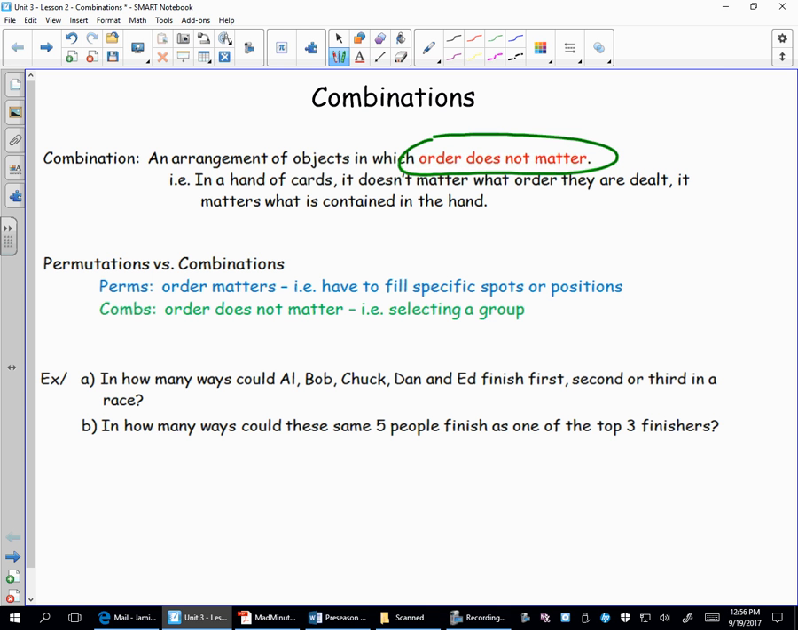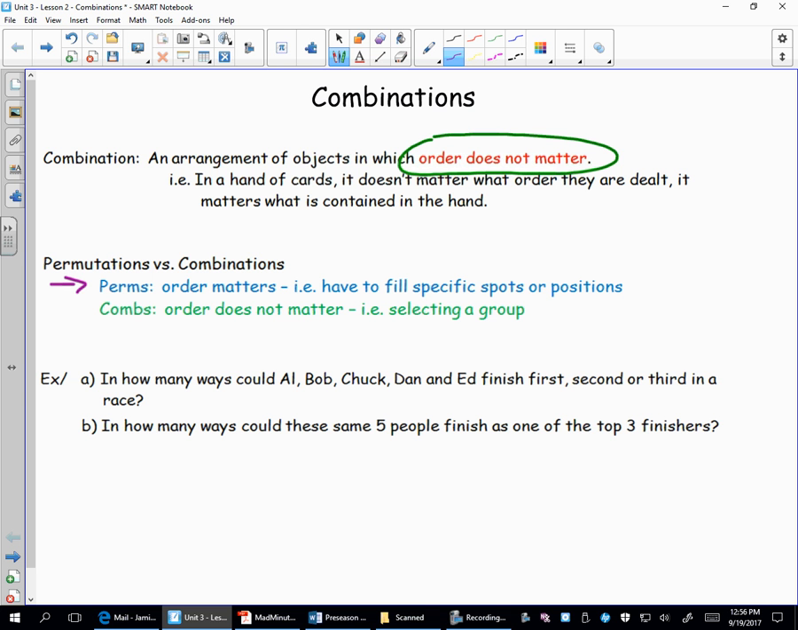What matters is what you have in your hand. So if you got a 2, then a 3, then a 4, then a 5, that could be considered the same as a 3, then a 5, then a 4, then a 2. Order doesn't matter. So we now have to tell apart two different things. Permutations, where order does matter. You're filling specific spots or positions. So for instance, first, second, third, or president, vice president.